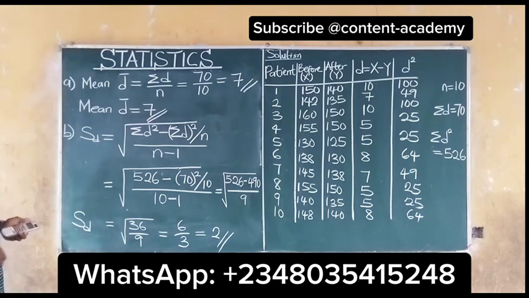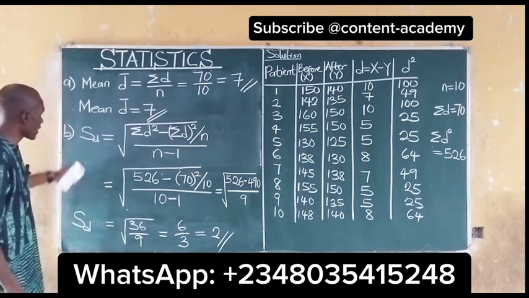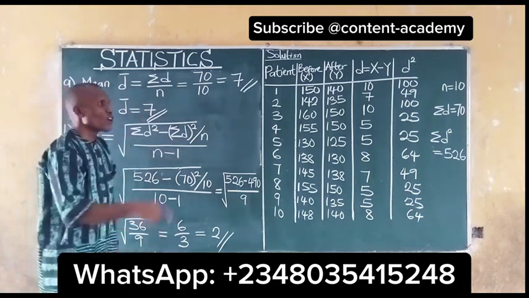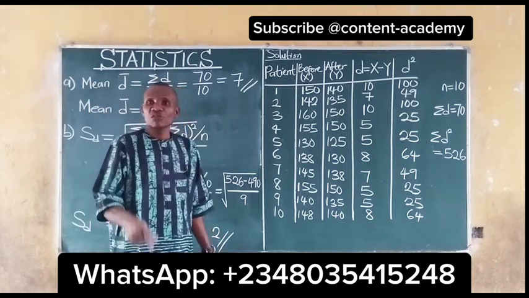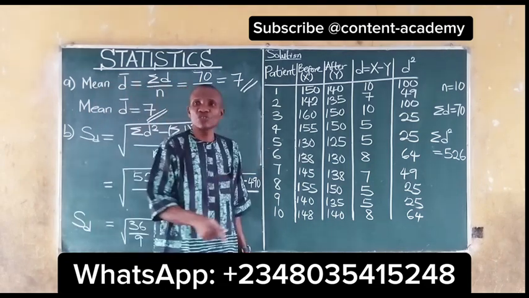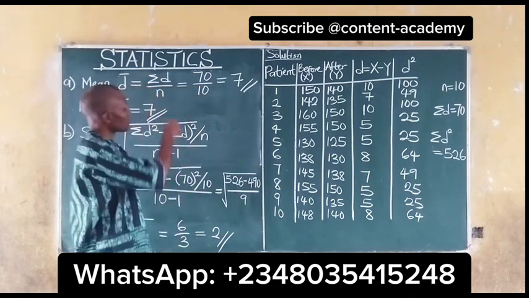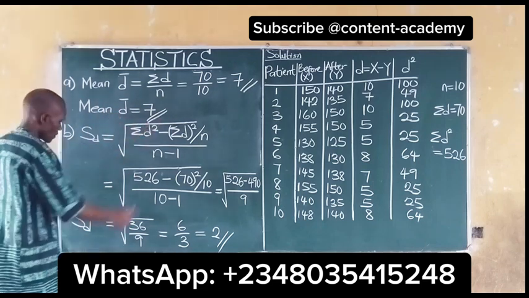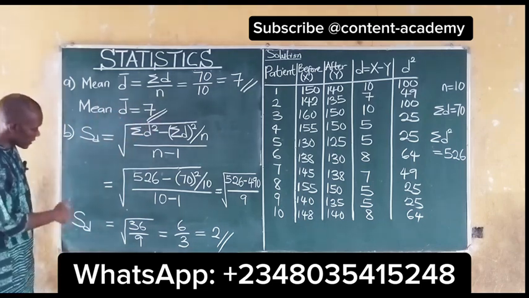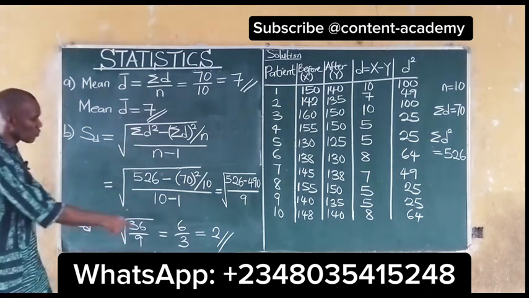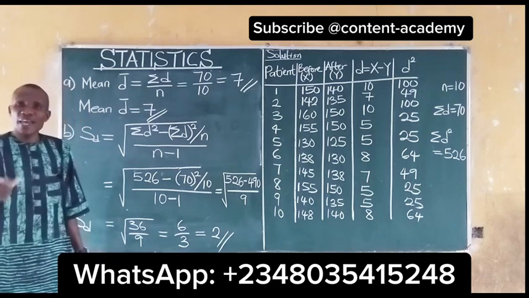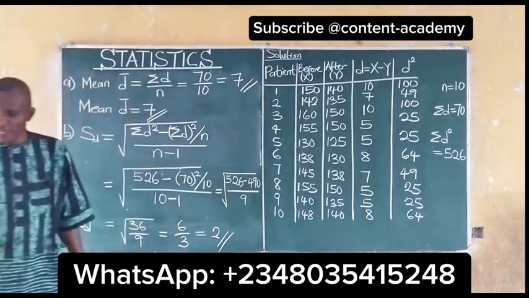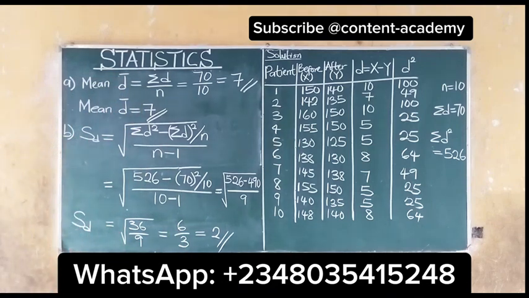So we have succeeded in calculating the standard deviation, and we have also succeeded in calculating the mean of the difference. We have the mean of d to be 7. We also have the standard deviation of d to be 2. Now, the next thing for me to do is to form the hypothesis for this question.